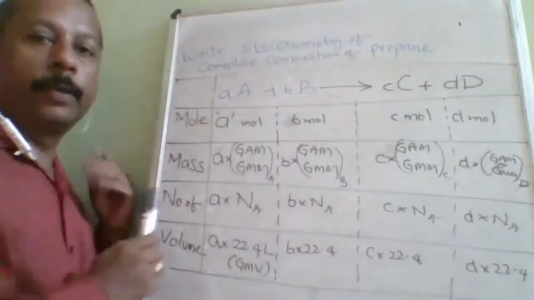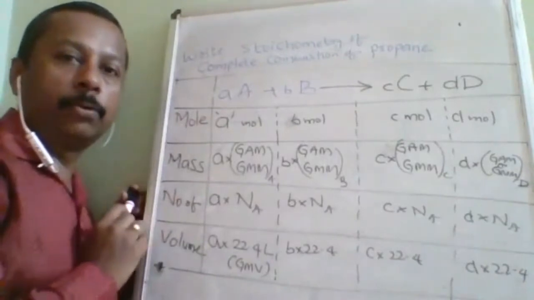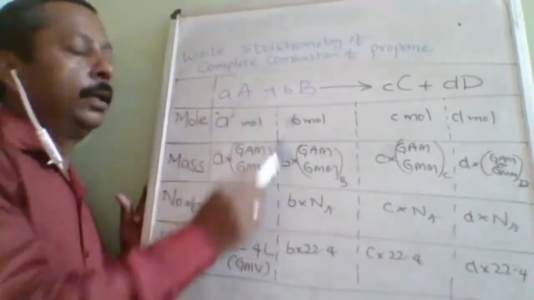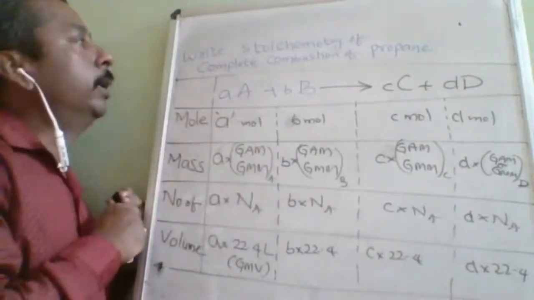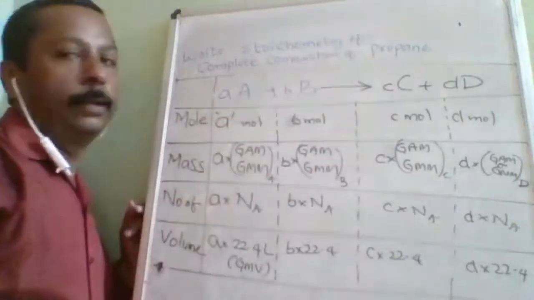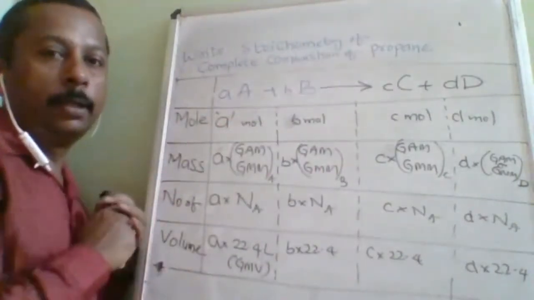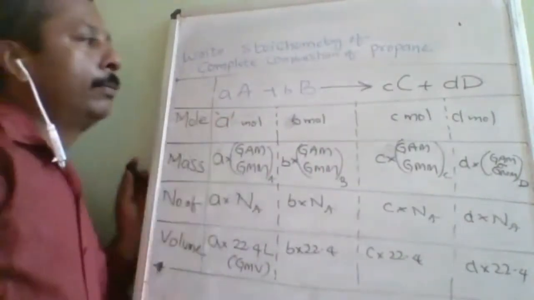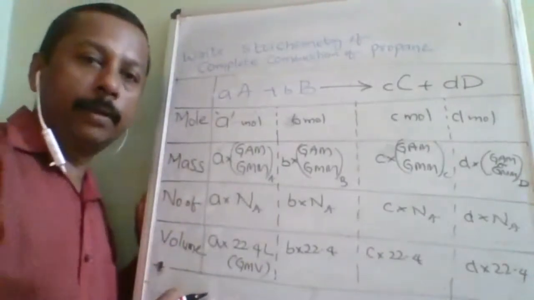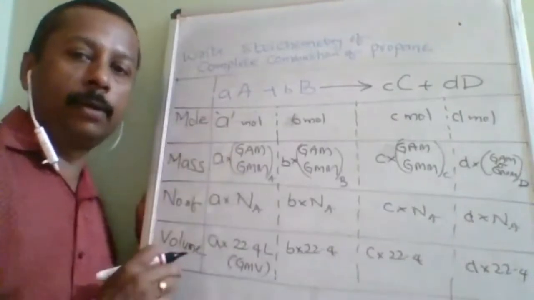Okay, now I am starting with one example of how to convert the given equation into the required format. Here: write the stoichiometry of complete combustion of propane. Like this it will be given. It is a very old question, but it needs to be applied as a basic step for solving questions. Directly, this question will not be there.